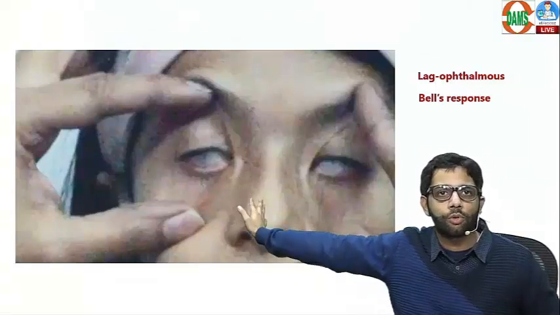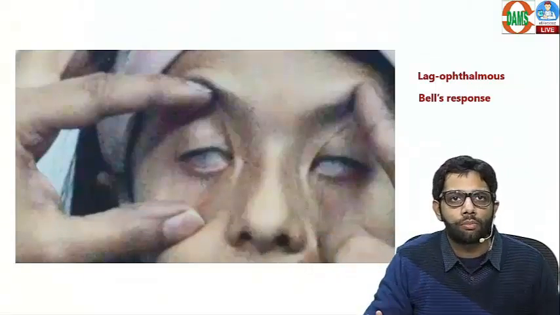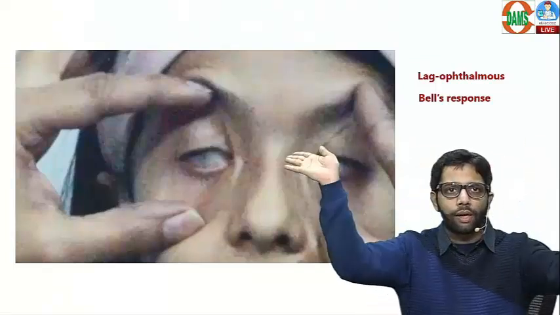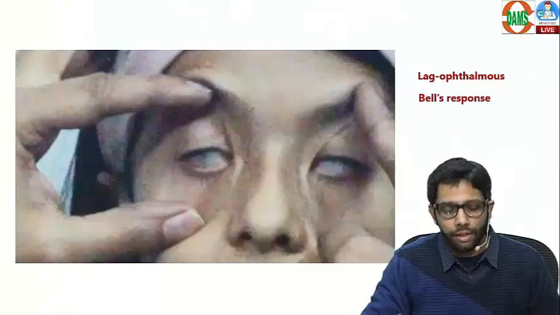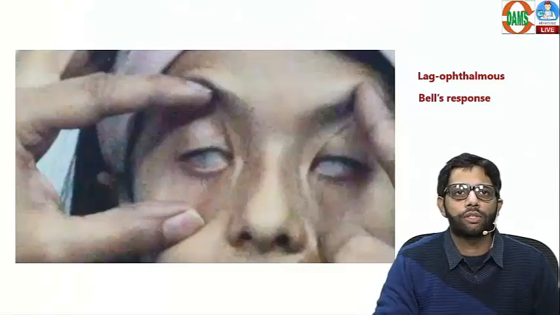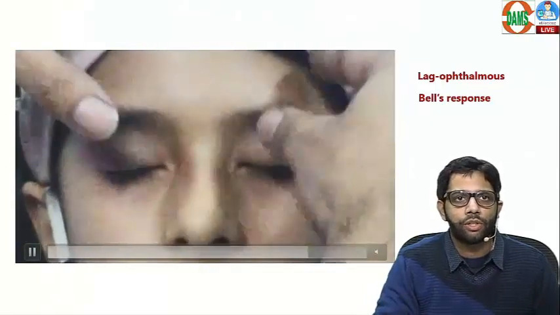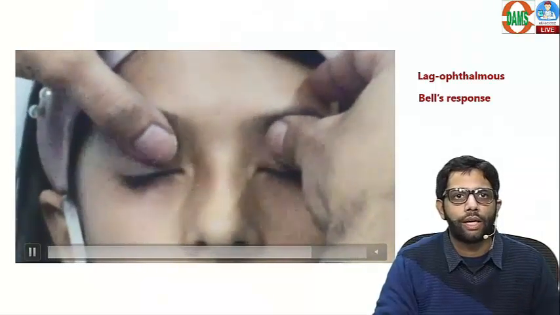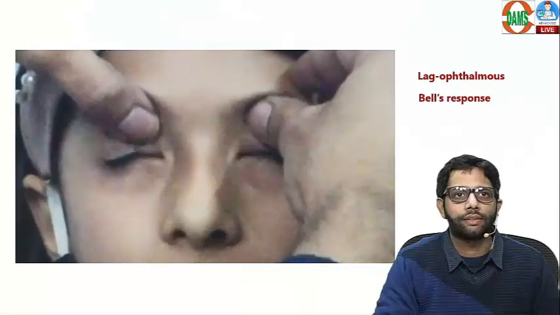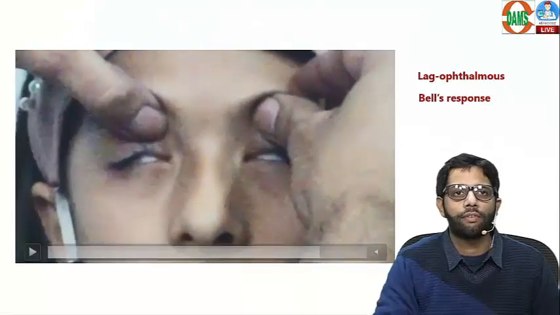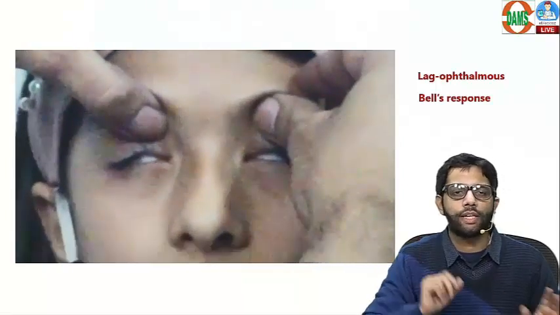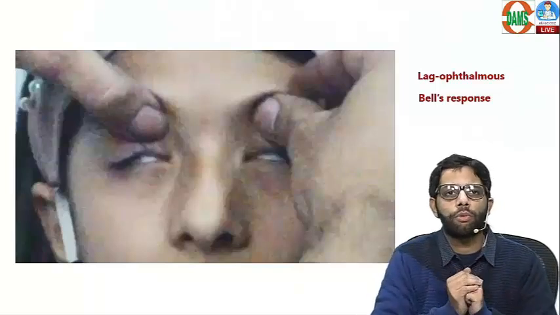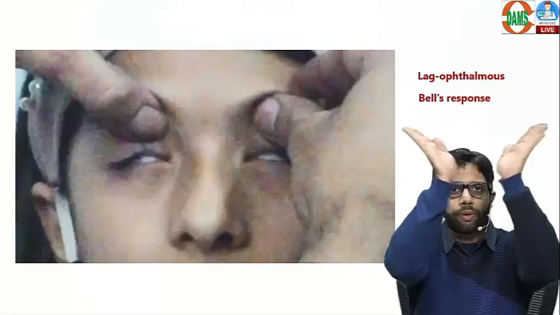See, there is no cornea exposure. So this is a normal Bell's phenomena. The eyeball is going up and out. Another method of doing the Bell's response is you ask the patient to close the eyes, and now you try to elevate the eyelid like this and see whether the cornea is having exposure or not. So two ways I have told you to do a Bell's response. Now important question, what is the normal Bell's response? Eyeball is going up and out.